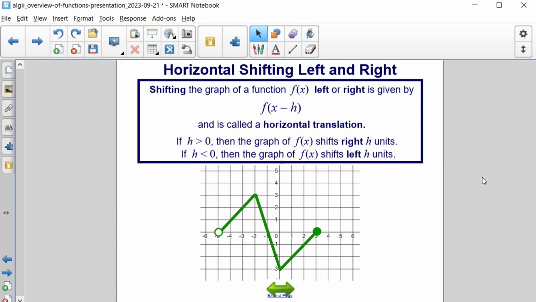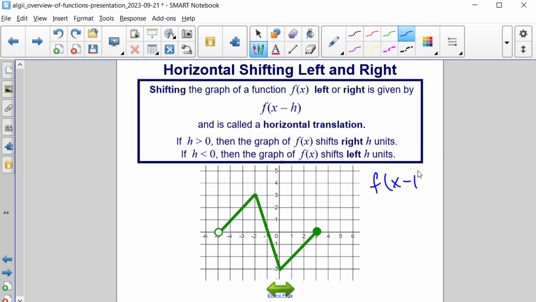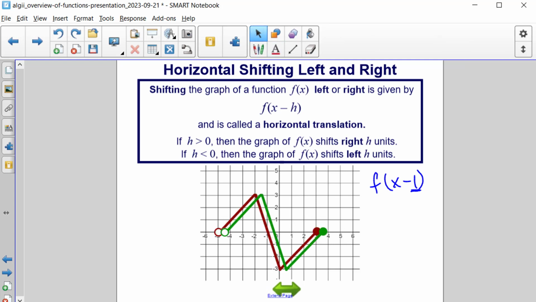Next, let's discuss horizontally shifting functions left and right. Shifting the graph of a function f of x left or right is given by f of x minus h in parentheses, and this is called a horizontal translation. If h is greater than 0, meaning you have, for example, f of x minus 1, 1 is greater than 0. Notice this sign does not determine the direction necessarily. Then we would shift the graph 1 unit to the right.